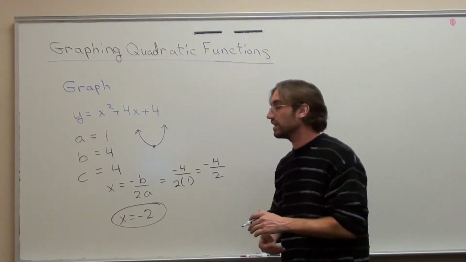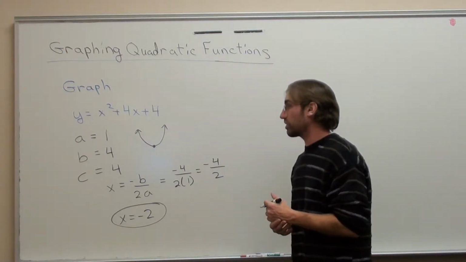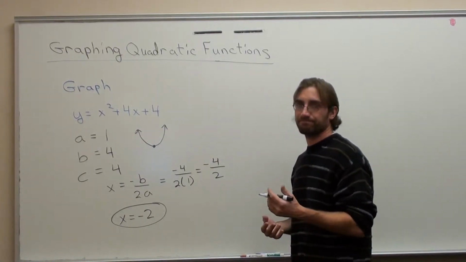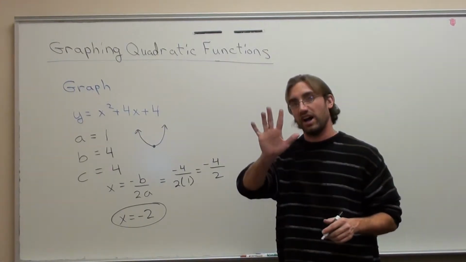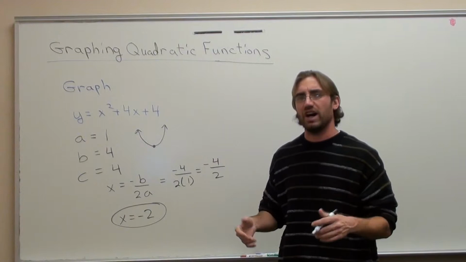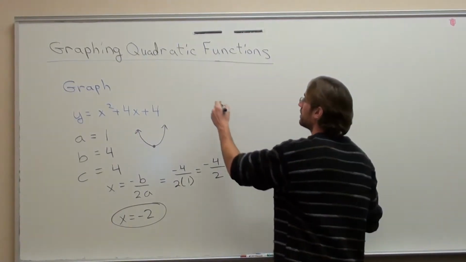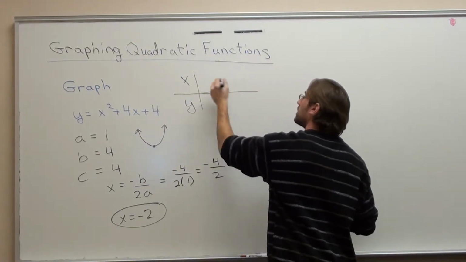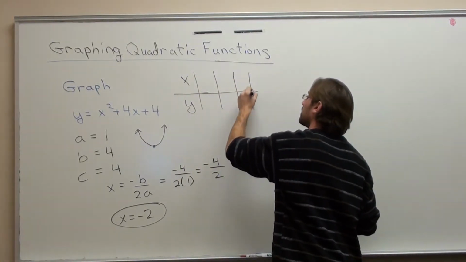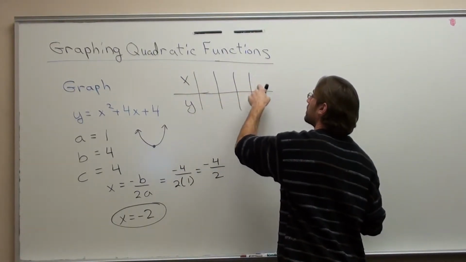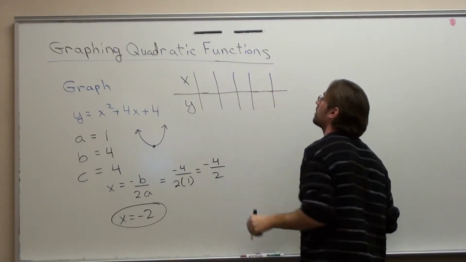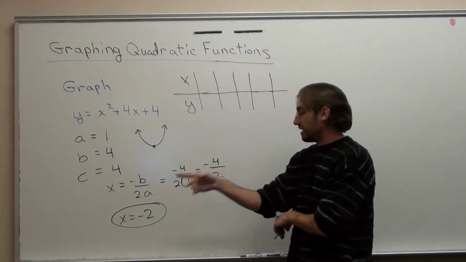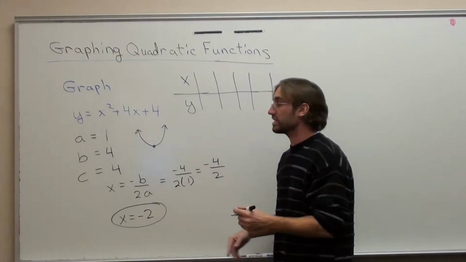That's pretty much it. So what we're going to do is create ourselves a table. We create a table of 5 points. And I just like doing 5, and the vertex value always goes in the middle. Now, as I said, the vertex goes in the middle. So that's negative 2.